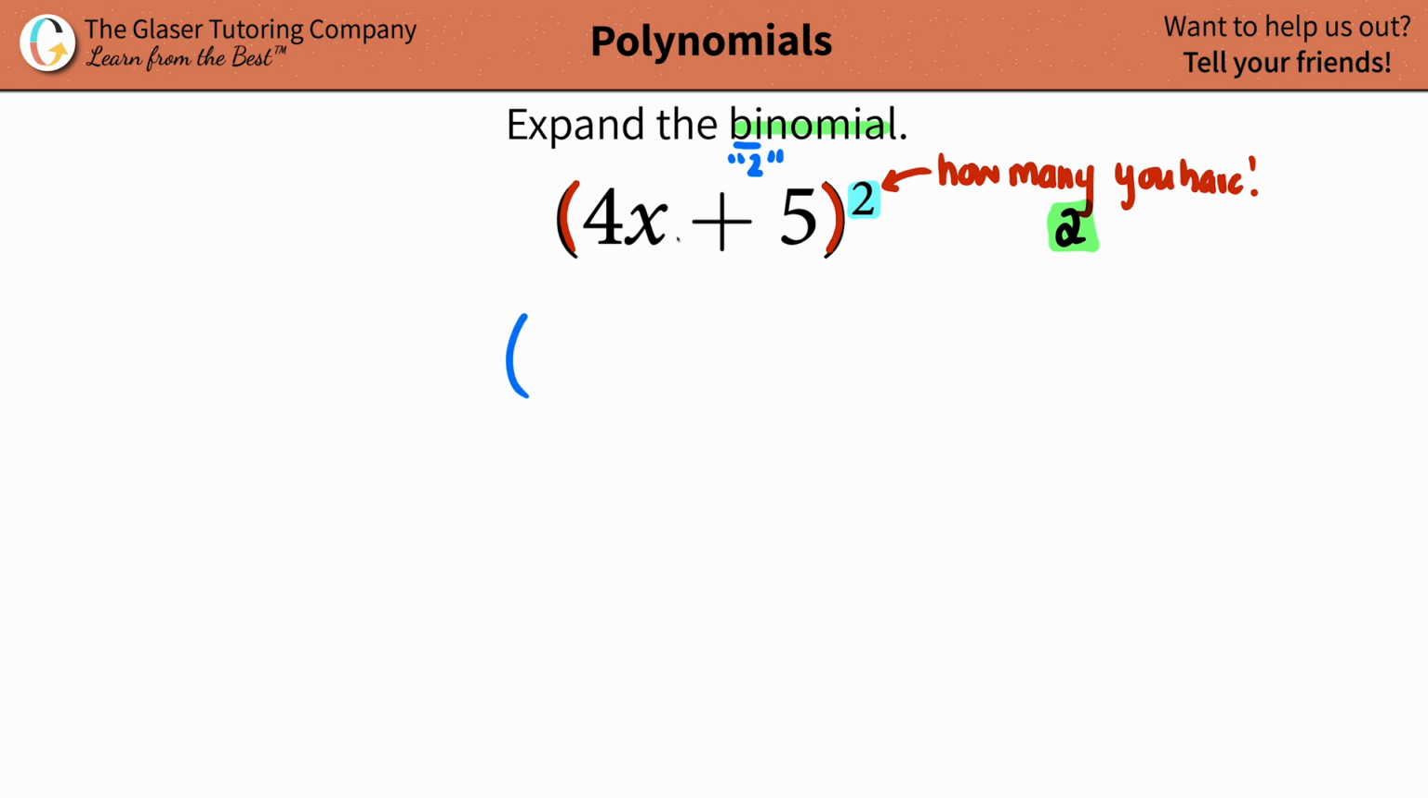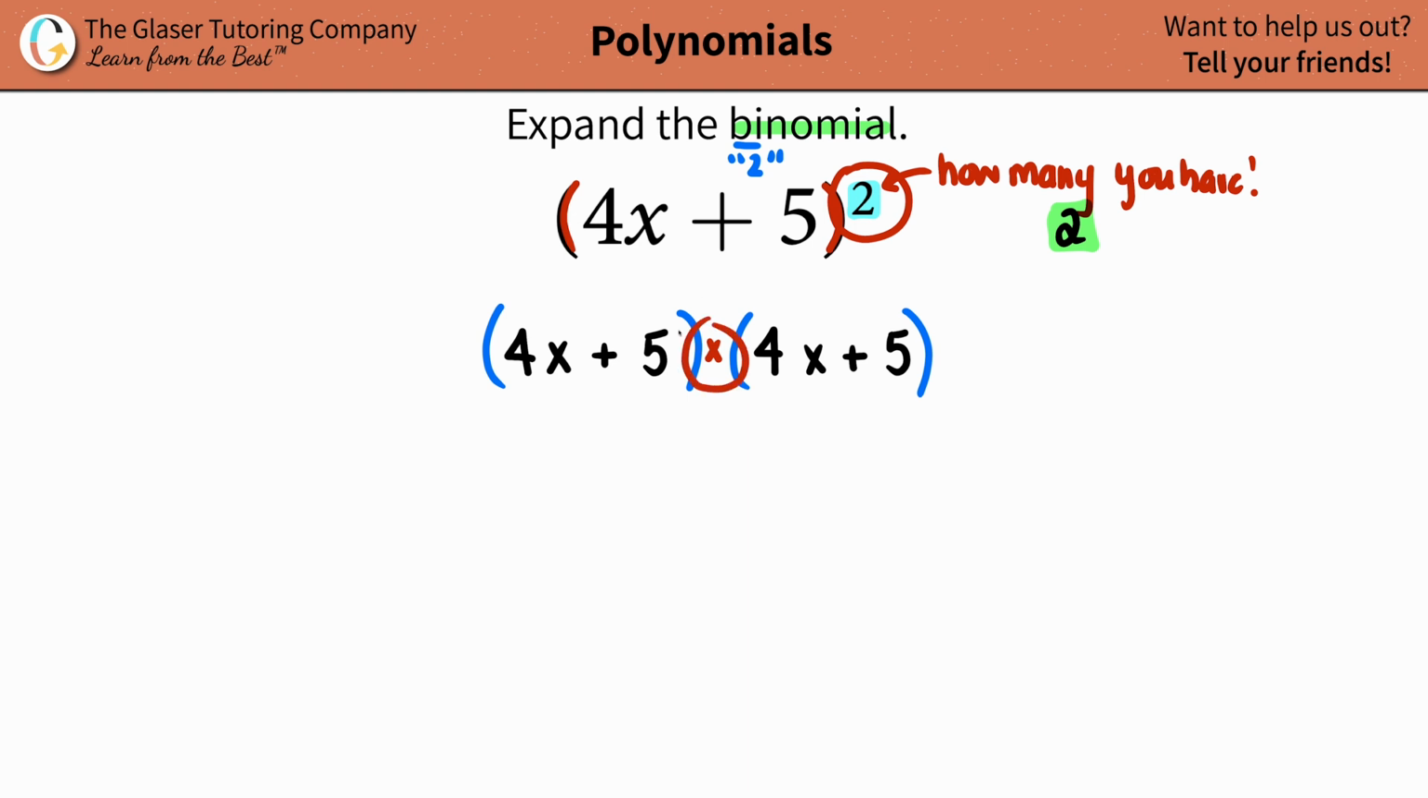So maybe I'll put one parenthesis here and another parenthesis right next door, because that's how many we got. And we have 4x plus 5, and then, you guessed it, 4x plus 5. I just write 2 of them, and I don't write that they're being added or subtracted. If these 2 binomials are right next to each other, what's the operation? Yeah, multiplication. So in essence, we have 2 binomials being multiplied by each other.